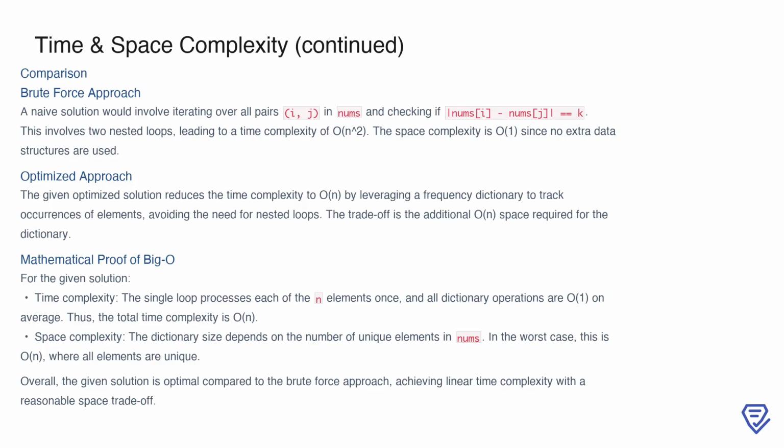This requires two nested loops, where the outer loop runs n times and the inner loop runs up to n-1 times, resulting in a time complexity of n squared. The space complexity in this case is O(1), since no additional data structures are used.